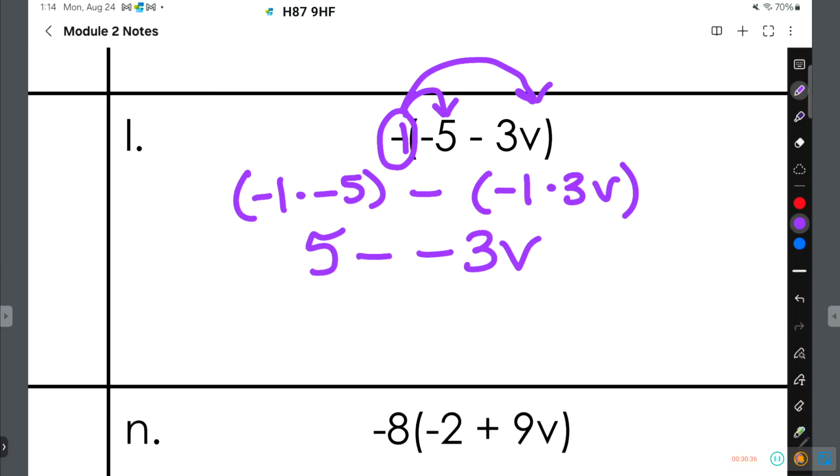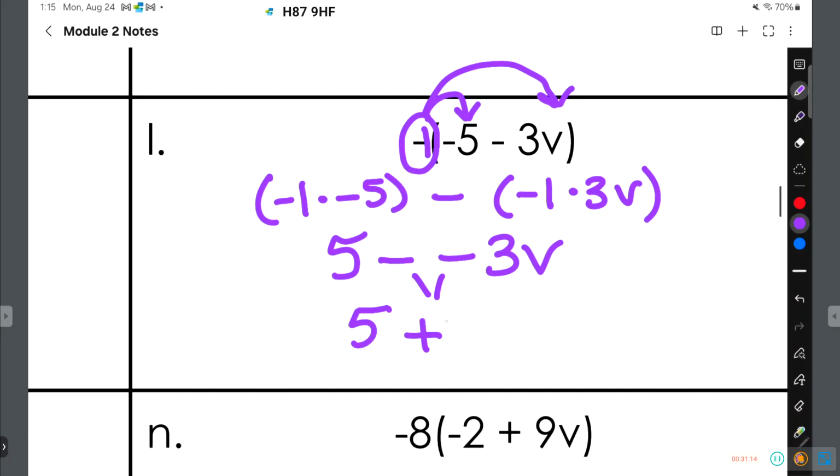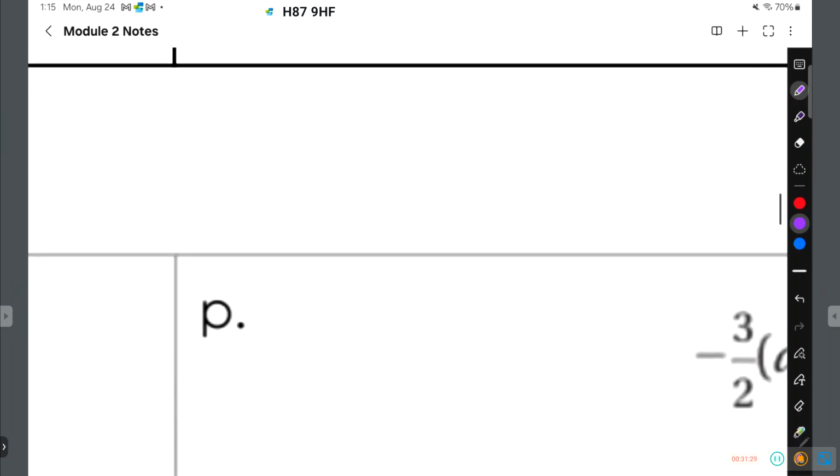Can we make this better? Yes. How? Two signs in the middle. We don't like two signs together. Since they're both the same, same signs are positive. It's a minus and a minus, both negatives, so those combine to make it positive, so it's 5 plus 3v. Can we combine those two things together? No, because one has a variable and the other doesn't. Beautiful, great job. For now we're going to skip over to the next page to O.